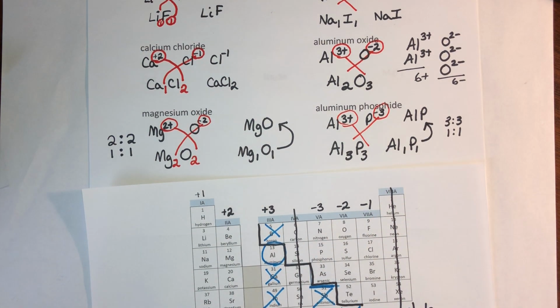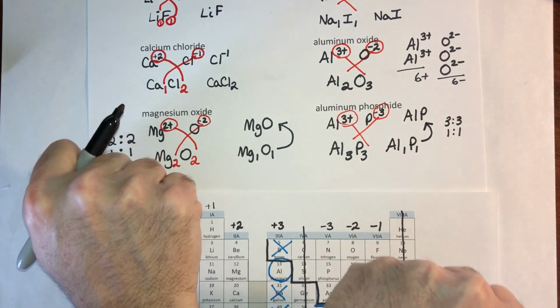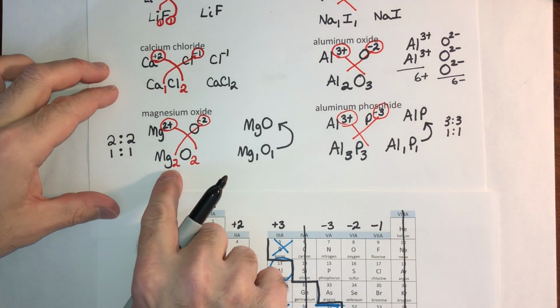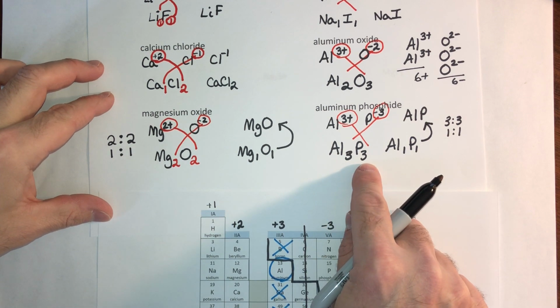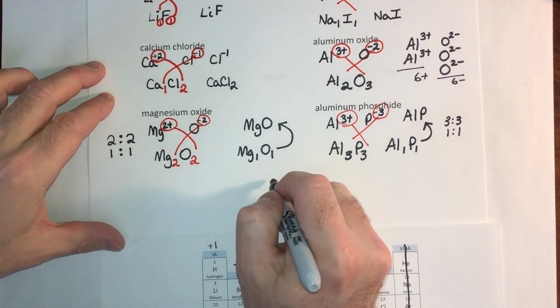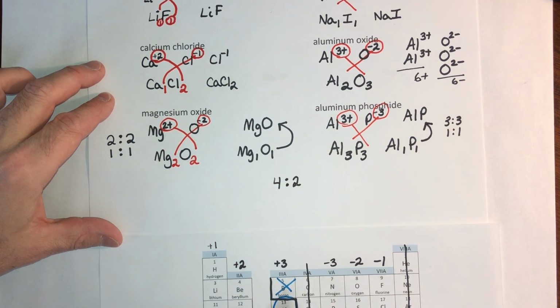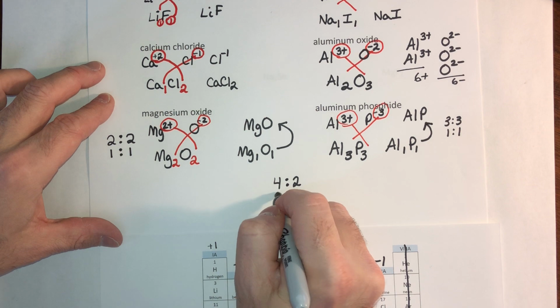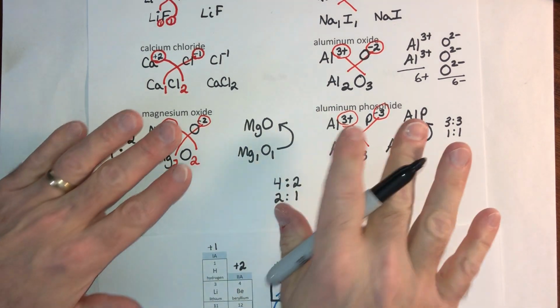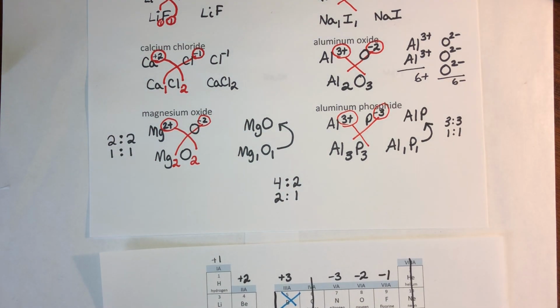So when you're writing these things, the easiest way to think about them is to take the two charges and switch them, because that will tell you how many of each one you have. And the only thing that you have to watch out for is if you start getting numbers that are not lowest ratios, like 3 to 3 or 2 to 2. Or potentially, let's say that you had a 4 to 2. If you had a 4 to 2, that would reduce down to 2 to 1, right? They both divide by 2. So when you're writing these things out, make sure that you always go to the lowest ratio.